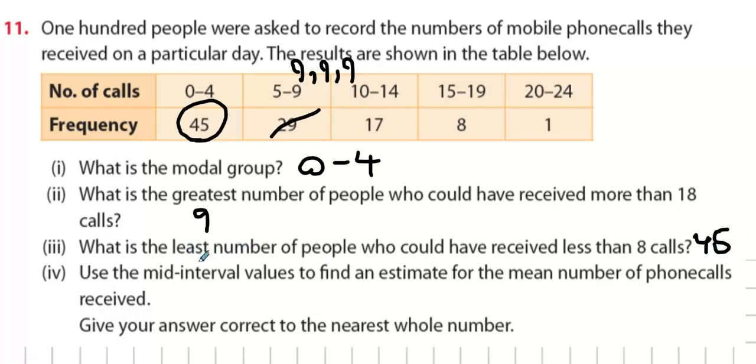If I change that question to greatest number, what would I do then? I'd include all 29 people, claiming that they only received 5 calls each. Who needs to go over that one more time?